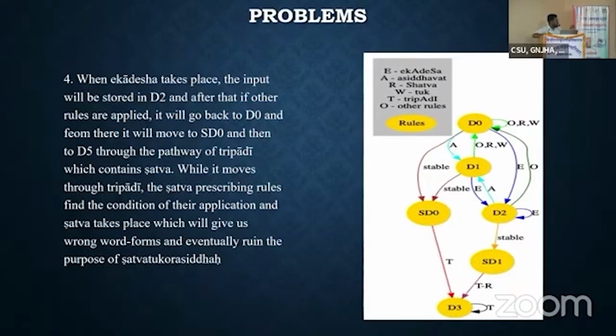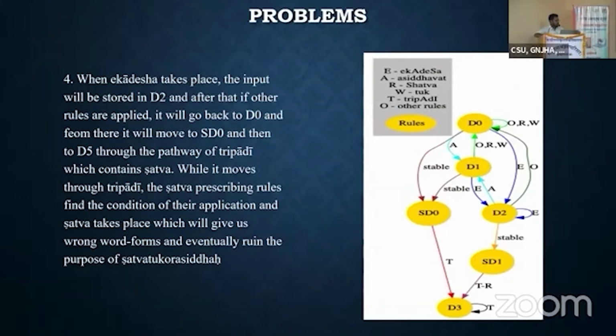And the fourth problem was the major one. After the application of Ekadesha, from D0 we will move on to D2. And after the application of Ekadesha, if other sutras are applicable, the loop will go back to D0, then to SD0, and then through Tripadi to D3. So if Ekadesha takes place, and after that other sutras are applicable, then via this SD0 and Tripadi, Shatva is applicable again. So there is no application of Shatva to Kora Siddha, and the purpose of Shatva to Kora Siddha will go in vain completely. So this was a major problem in this old model.